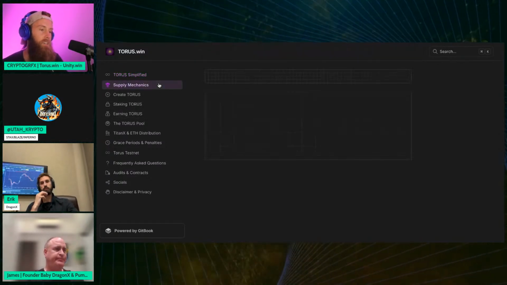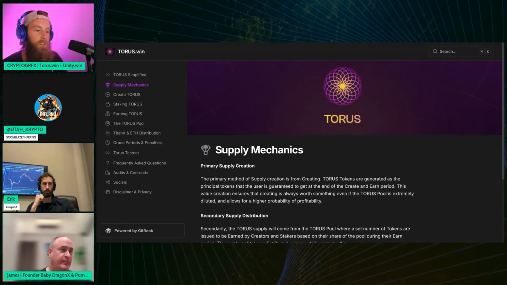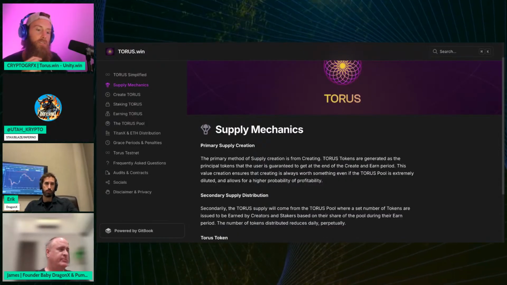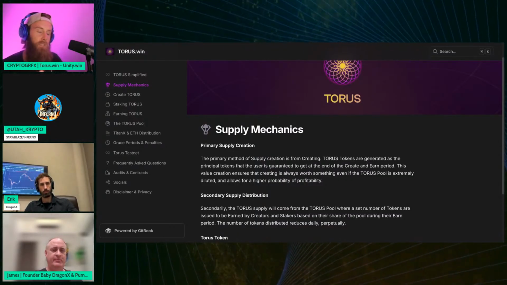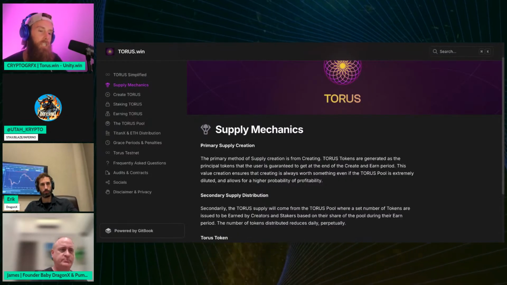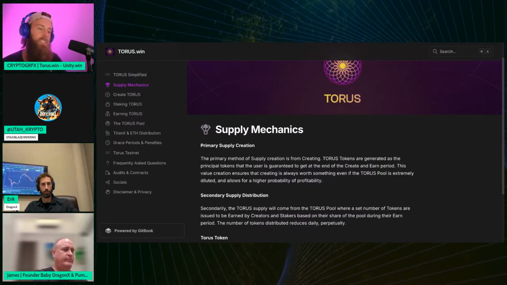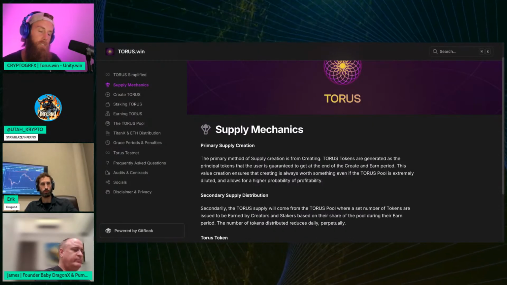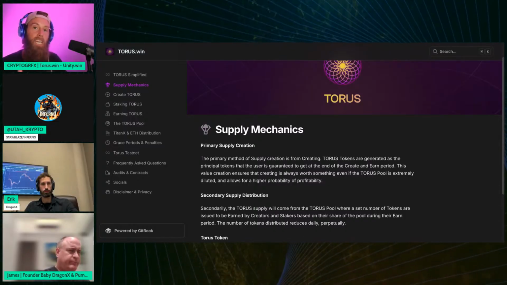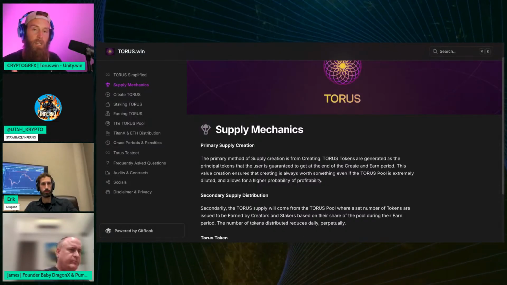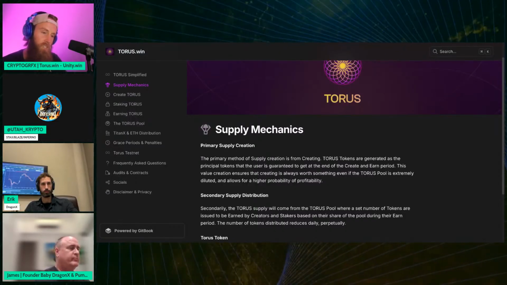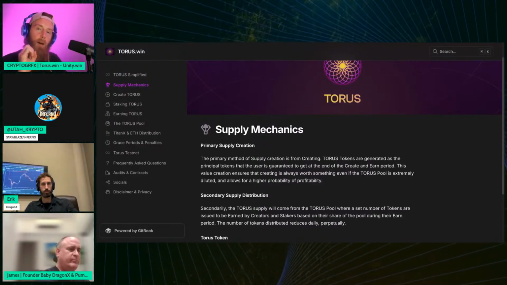So let's get into the supply mechanics, which are, there are two tiers of how supply comes into existence within Torus. So there is the creation aspect, which is similar to mining, where you put TitanX or ETH in, and the system is going to give you an amount of Torus upfront based on how much TitanX or ETH you're putting into the system on a given day. Now, that's got its own difficulty involved with it, but that's what you're going to get upfront.